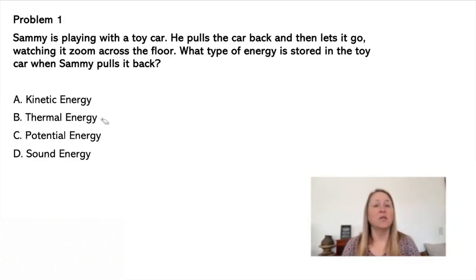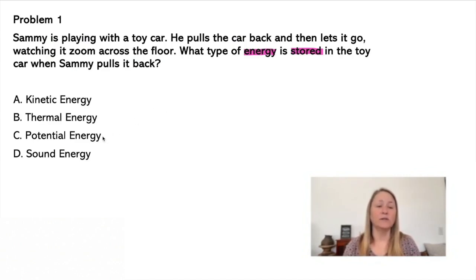Option B is thermal energy. It's related to heat. Pulling the toy car back does not heat it up. Option D is sound energy, energy produced by sound vibrations. Pulling the toy car back does not produce sound that could be considered a form of energy storage. So we want to look at important key words: energy and stored. That's going to give us the key vocabulary words.